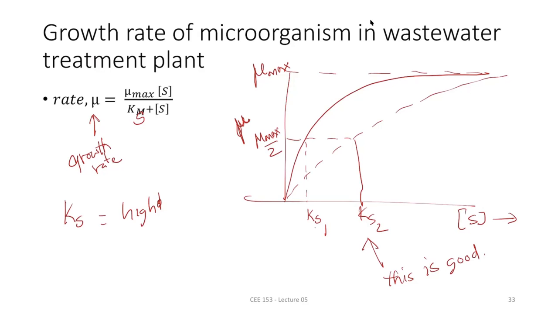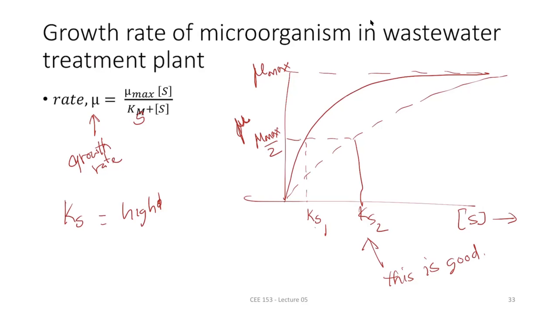I can say that I eat a little bit, but I can gain a lot of weight. So in that case, my Ks is low. My metabolism is very low. That means I can gain weight much quicker, even from a small amount of food. So that's something you don't need in wastewater treatment plants.